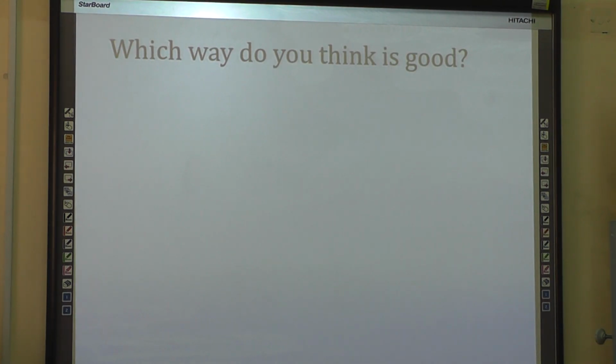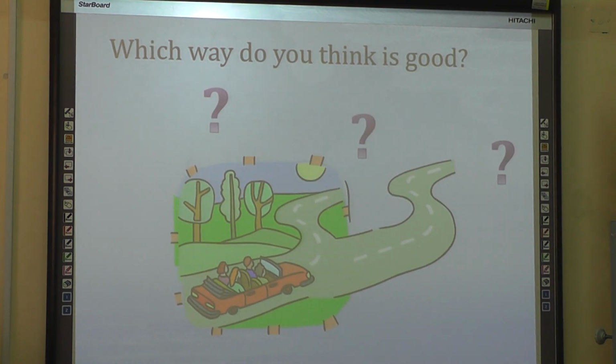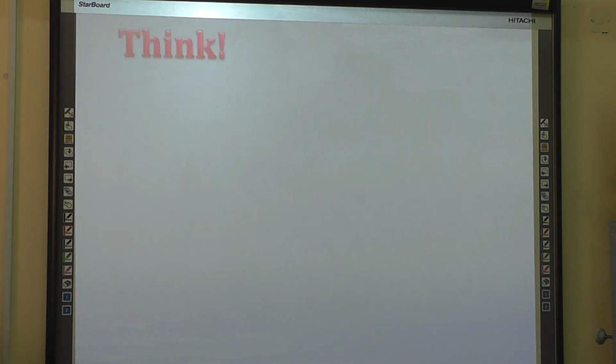Which way do you think is good? Sometimes you are traveling. Which way you are going? To the left or to the right? But before you plan to go on a trip, you have to know the direction. So that means you have the basis on where to go, to the left or to the right. So that is a decision. It is a way of making a decision.